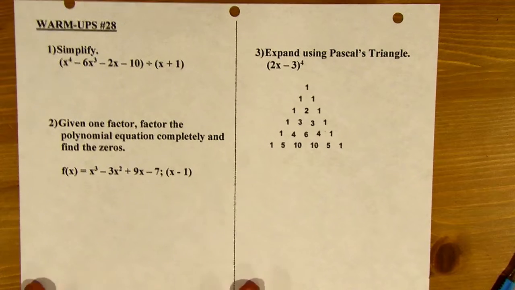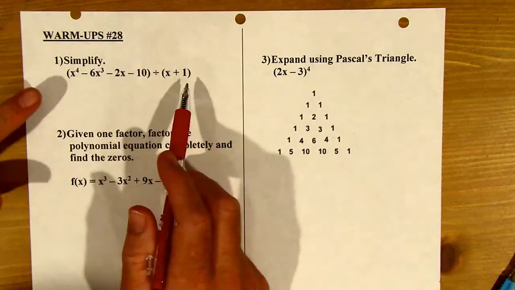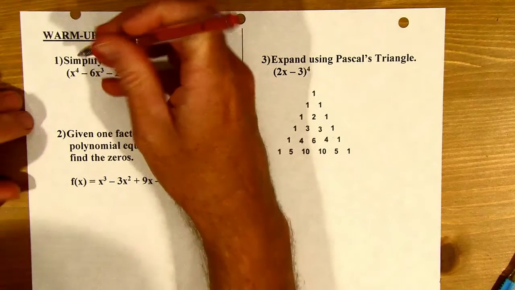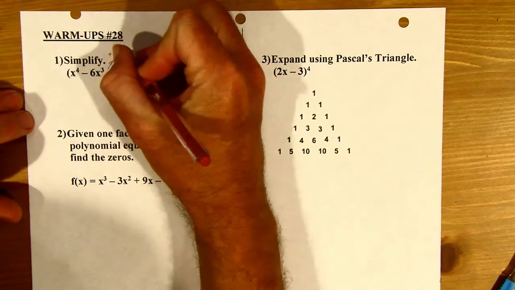Okay, here's warm-up number 28. I'm going to start by doing some synthetic division. You could also do long division. But heads up, there's a missing term. So imagine that there's a 0x squared in there.